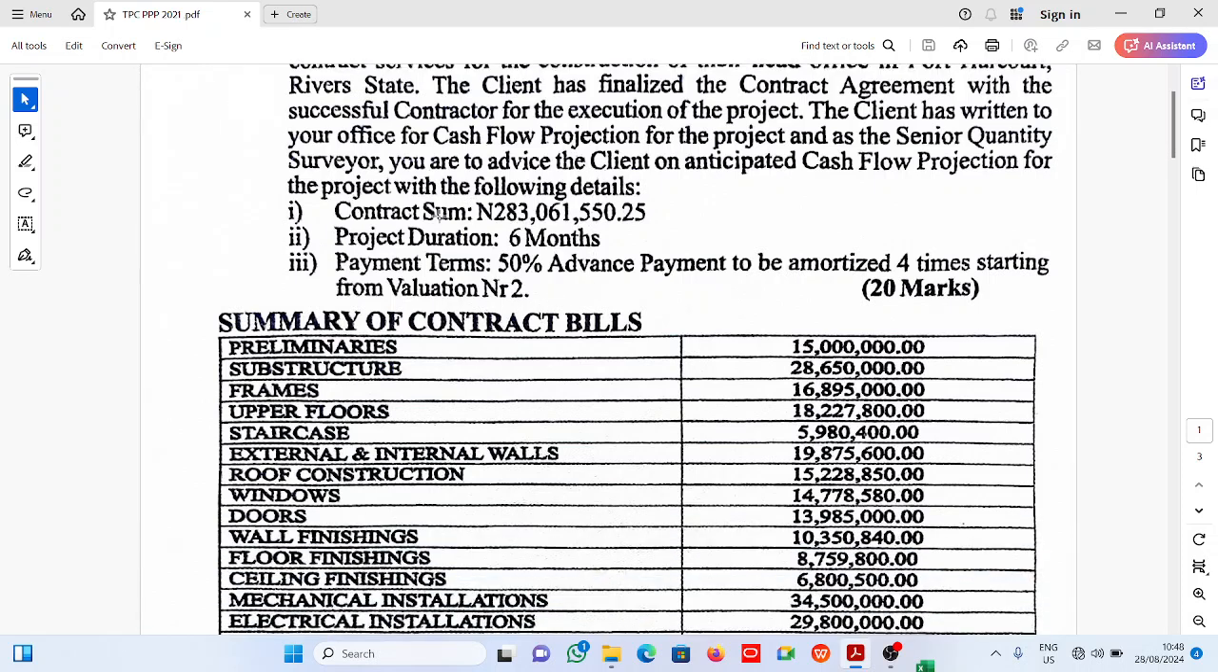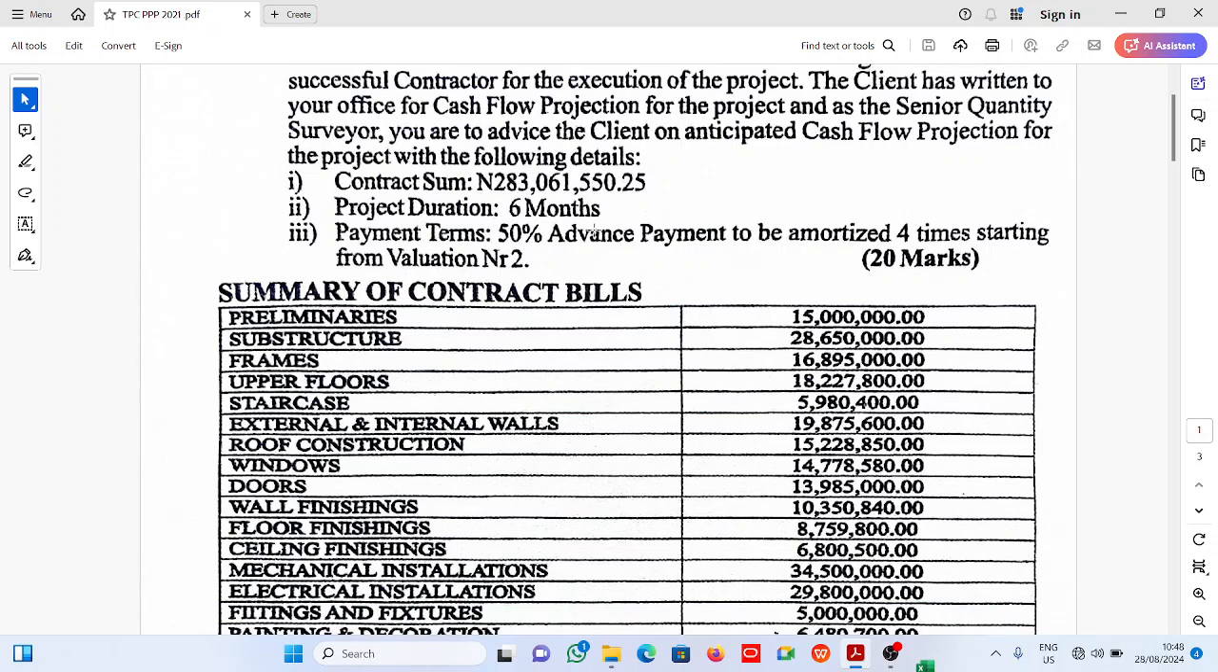The contract sum is 283,061,550 naira 25 kobo. The project duration is 6 months, and payment terms: 50% of advance payment to be amortized 4 times, starting from valuation number 2.